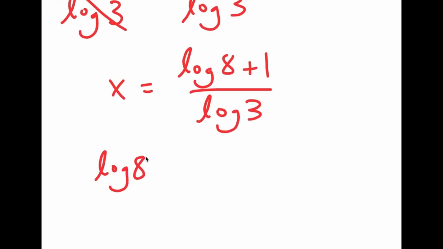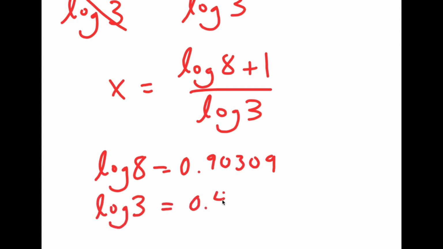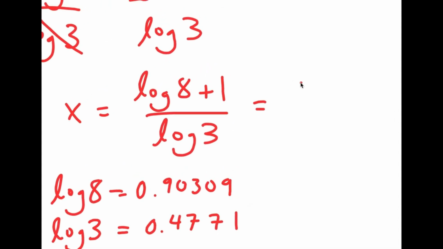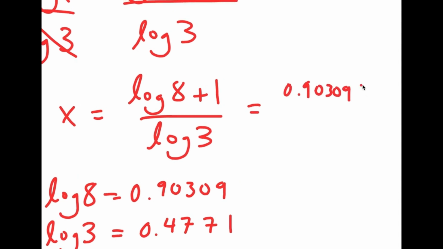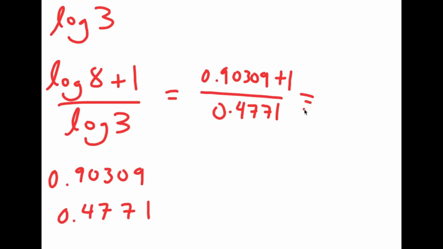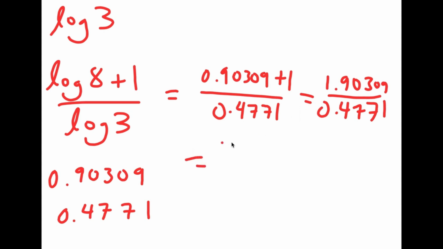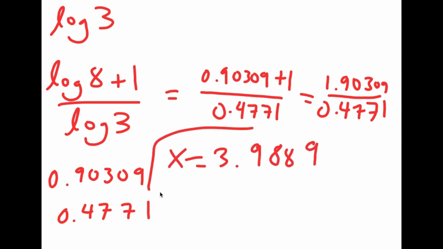Now, log 8 is equal to 0.90309, and log 3 is equal to 0.4771. So this is going to equal 0.90309 plus 1 over 0.4771. And this is equal to 1.90309 over 0.4771. Now 1.90309 over 0.4771 is equal to 3.9889. So x is equal to 3.9889.